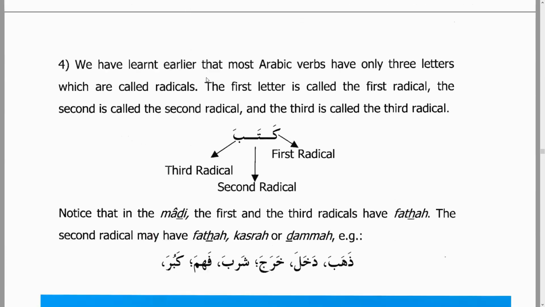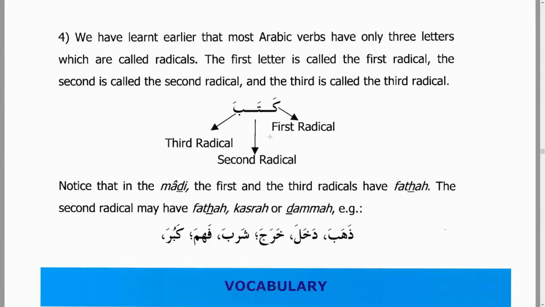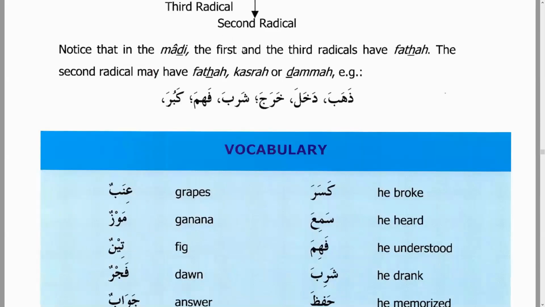And then we learned about the radicals. First radical, fa kalima. This is the fa kalima, this is the ain kalima, this is the lam kalima. This is called the second radical, and this is called the third radical. So in any verb, we can look for three letters: fa kalima, ain kalima, lam kalima, and so on.